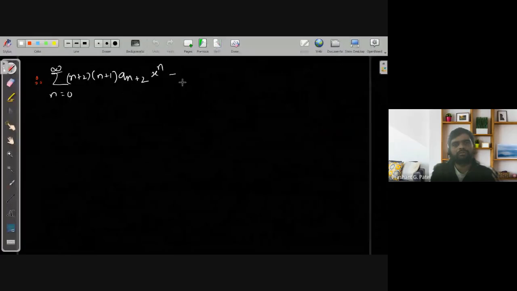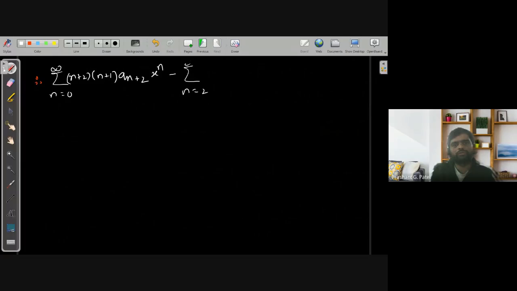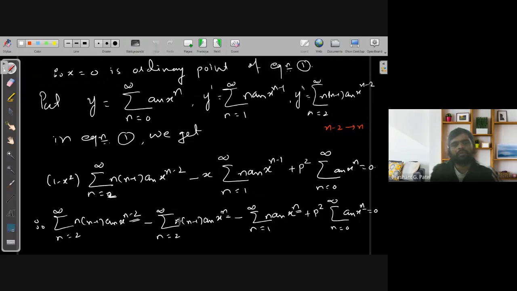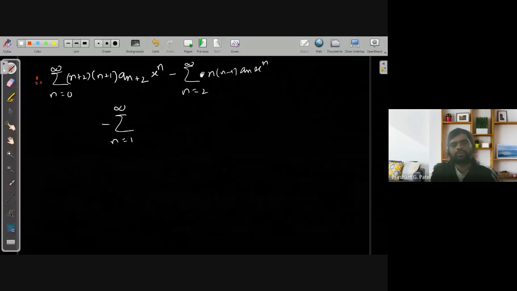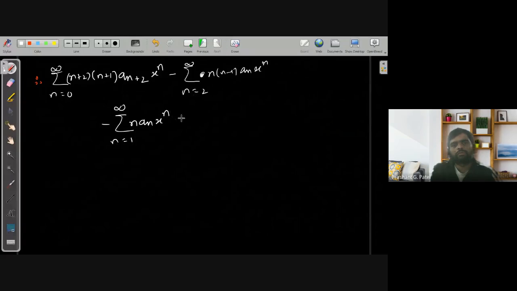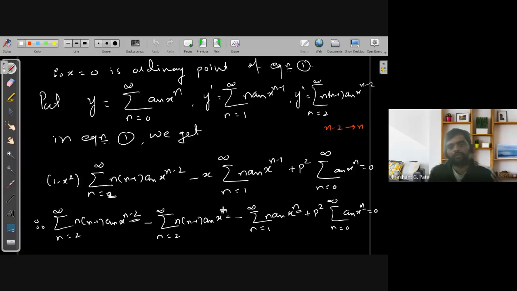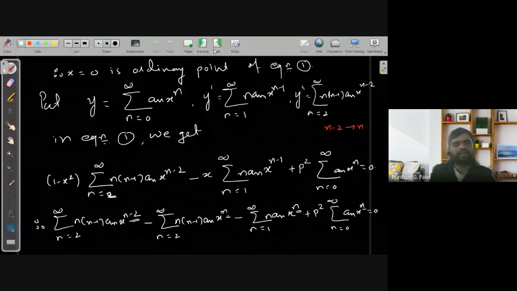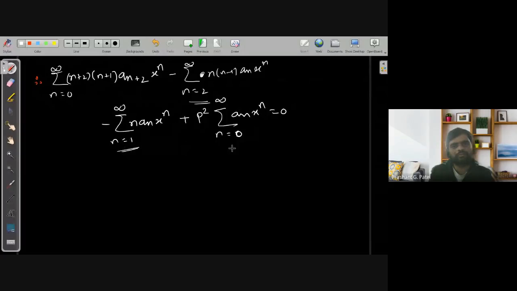So this is minus summation n running from 2 to infinity n into n minus 1 a n x raised to n, minus summation n running from 1 to infinity n a n x raised to n, plus p square into summation n running from 0 to infinity a n x raised to n, equal to 0. That is the last term we have. Now I want all the summations to start with the same index.